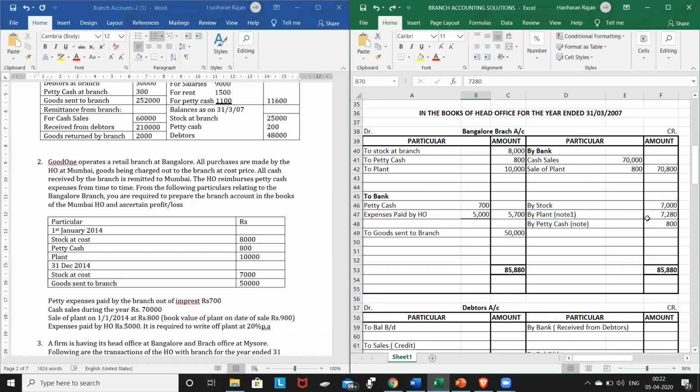So we are not going to consider the profit and loss which is being incurred by the plant. As we remember, we have discussed already in the note. So that is one thing. Note related to the balance of petty cash, it is 800.